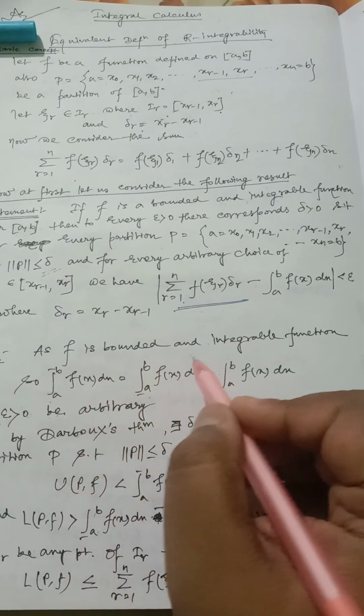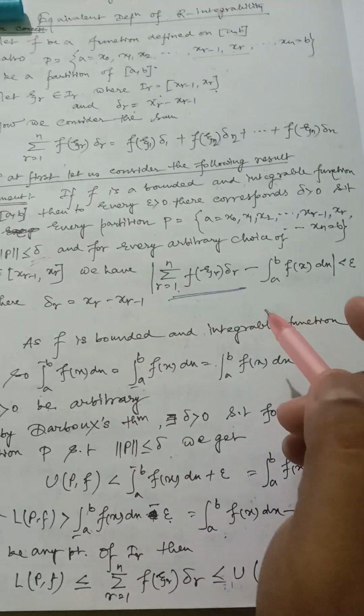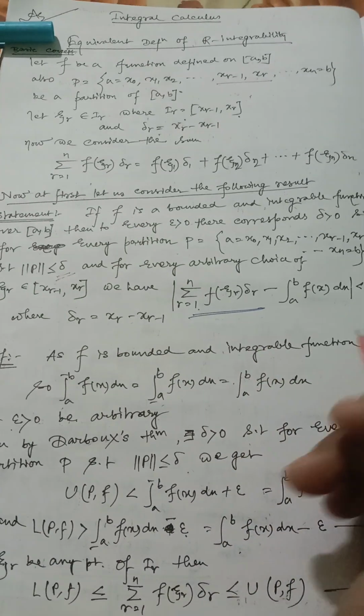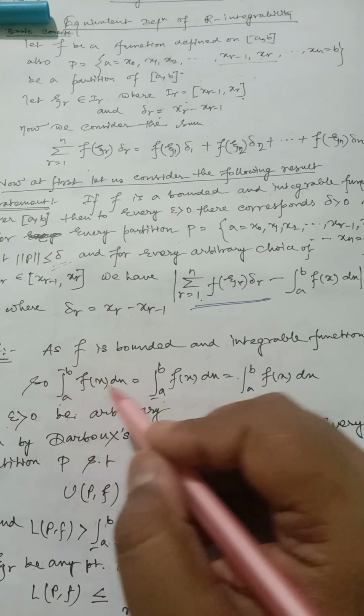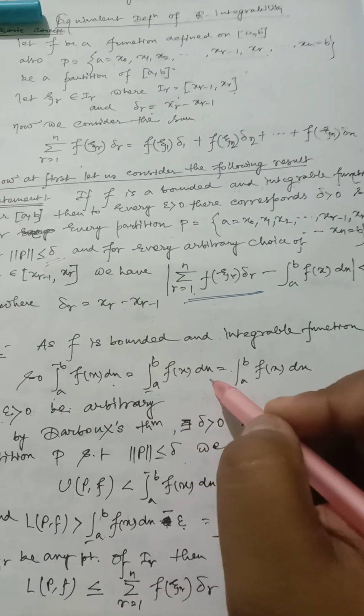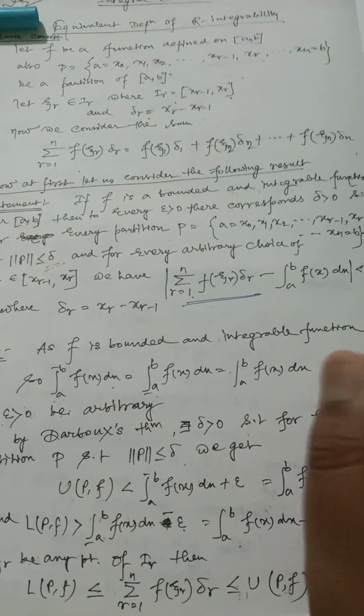So to prove this one, first we consider, since the function f is bounded and integrable, definitely the upper sum and lower sum should be identical and they should have a common value, that is the integral from a to b of f(x) dx. Now remember, the upper integral of f(x) dx from a to b can be considered as J, the lower integral from a to b of f(x) dx can be considered as I, and the integral from a to b of f(x) dx is the common value of the Riemann integral.